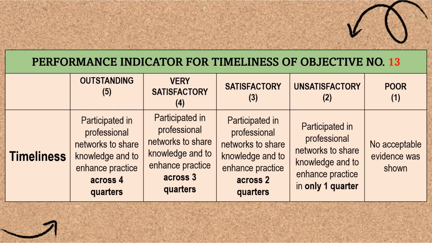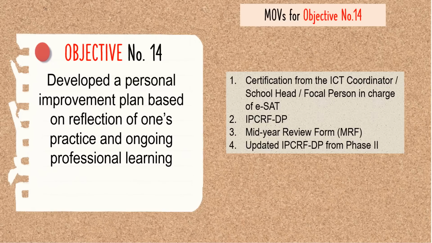So for performance indicator for timeliness of objective number 13, outstanding ang makukuha ni teacher if the teacher participated in professional networks to share knowledge and to enhance practice across 4 quarters. So very satisfactory naman if the teacher participated in professional networks to share knowledge and to enhance practice across 3 quarters. And satisfactory if the teacher participated in professional networks to share knowledge and to enhance practice across 2 quarters.